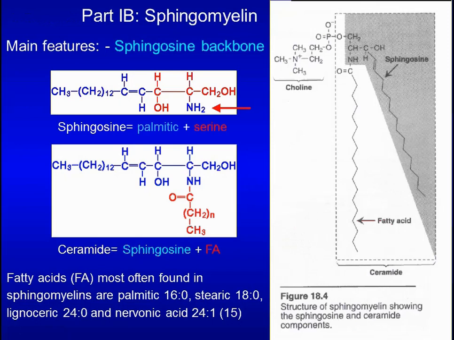Sphingomyelin has a sphingosine backbone. Sphingosine is made up of palmitic acid and serine. Addition of one more fatty acid at the amino group pointed by the arrow gives rise to ceramide. And this is ceramide. Addition of phosphorylcholine results in sphingomyelin.